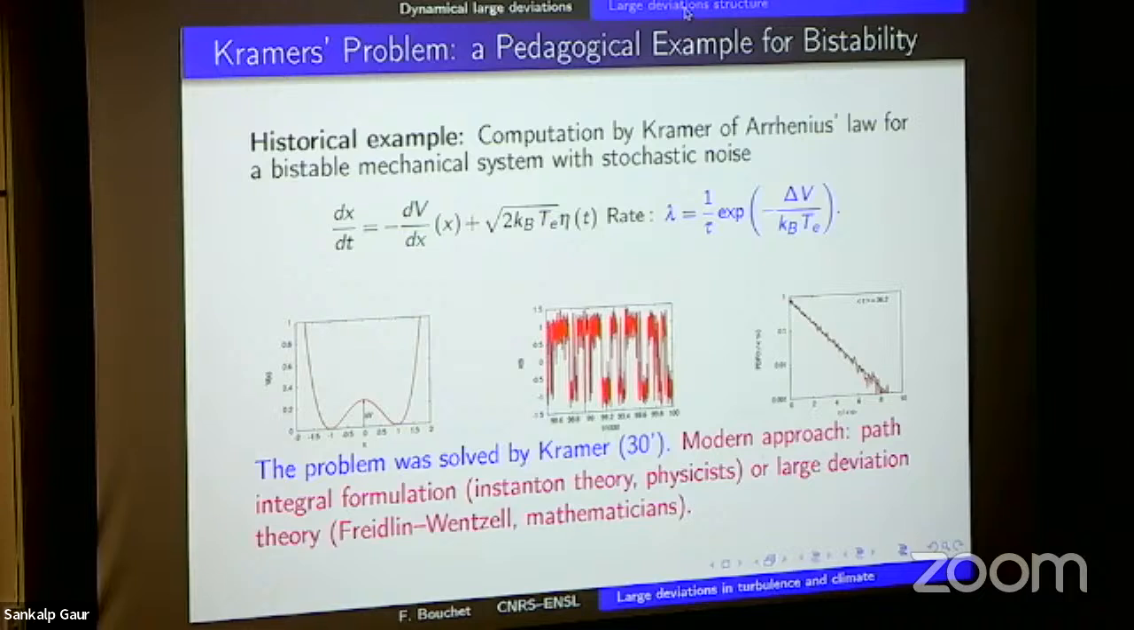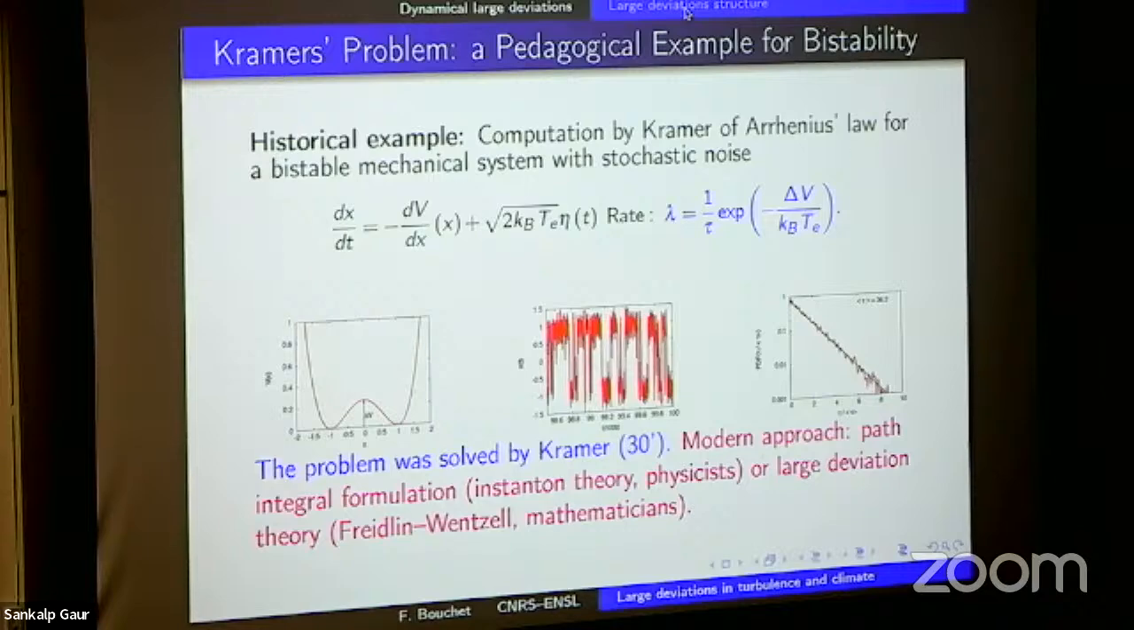But then you can add some noise, some Gaussian noise. And for instance, this noise can be understood in equilibrium statistical mechanics as the interaction between the particle and the thermal bath. And then you have a noise with a coefficient here, which is the square root of 2 kB T, where T here is the temperature.